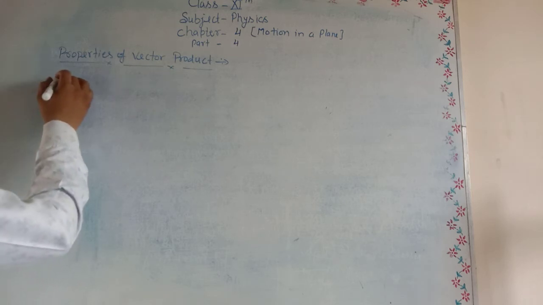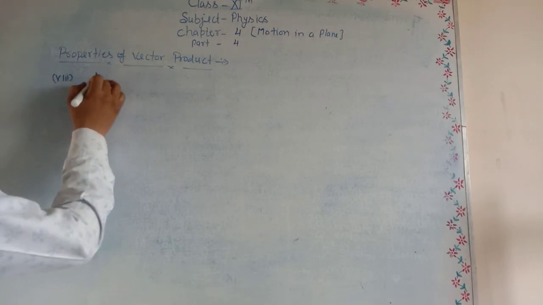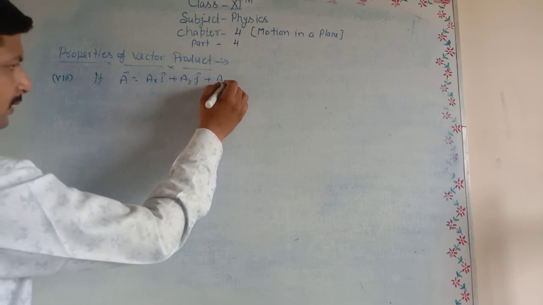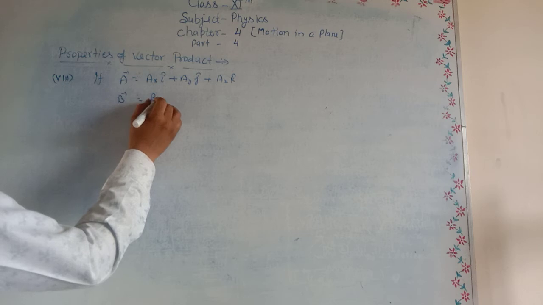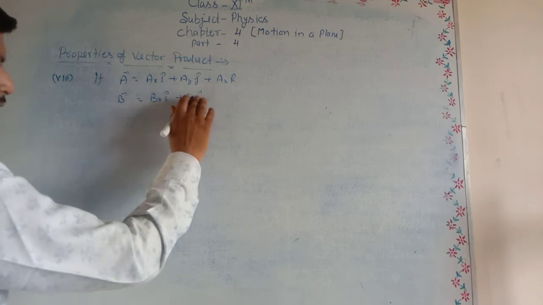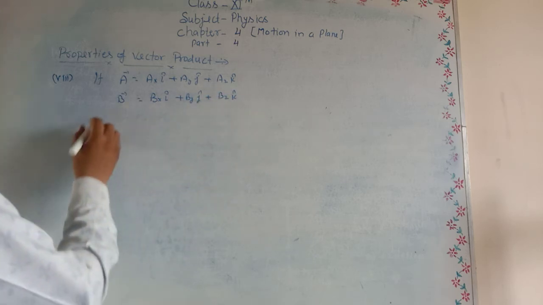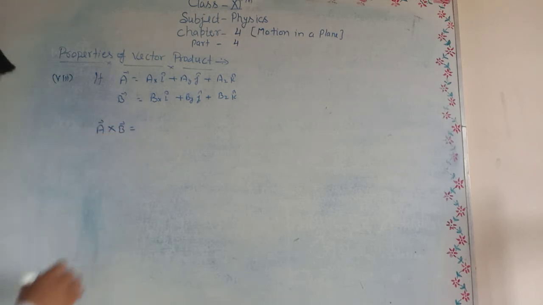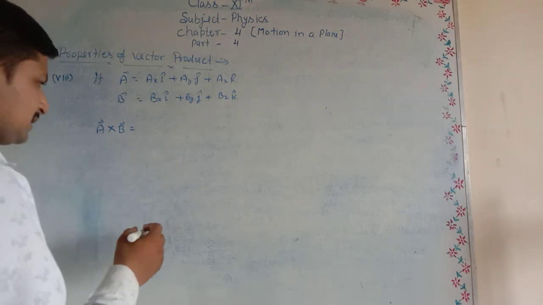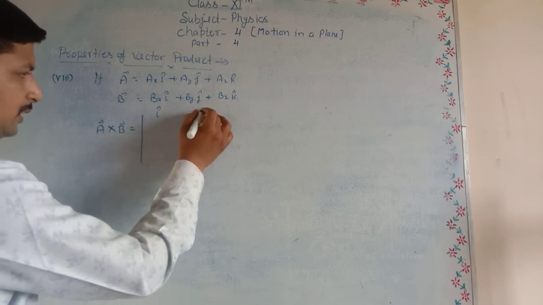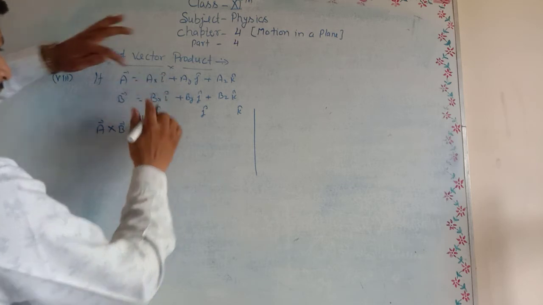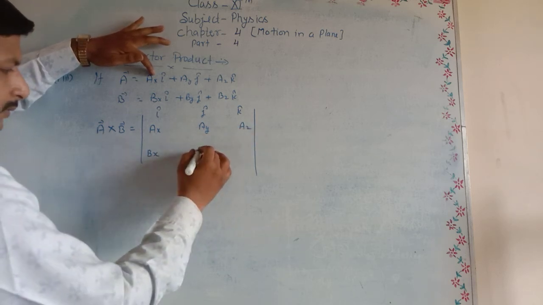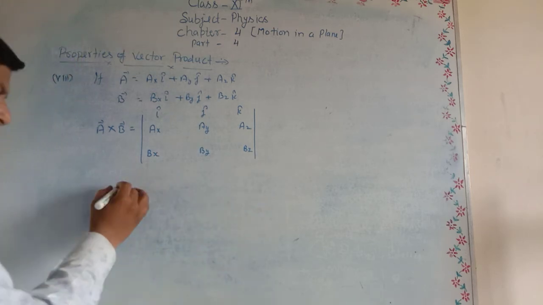Then the next property, number 8: if vector A is equal to Ax i plus Ay j plus Az k and vector B is equal to Bx i plus By j plus Bz k, then the vector A cross B is found by the determinant of the matrix method, with rows I, J, K, components Ax, Ay, Az, and Bx, By, Bz.